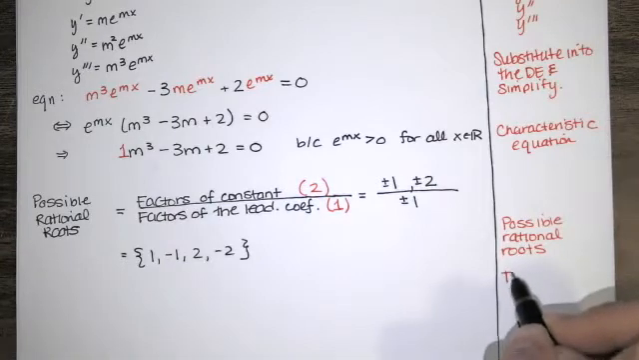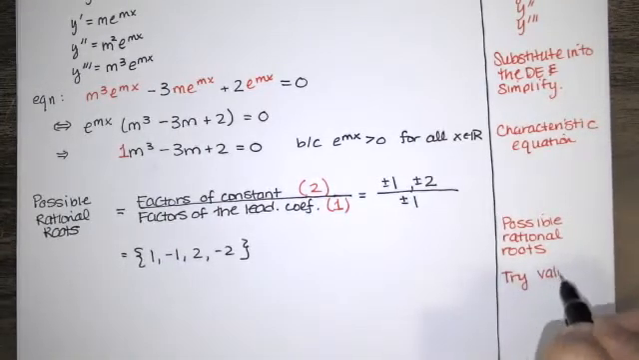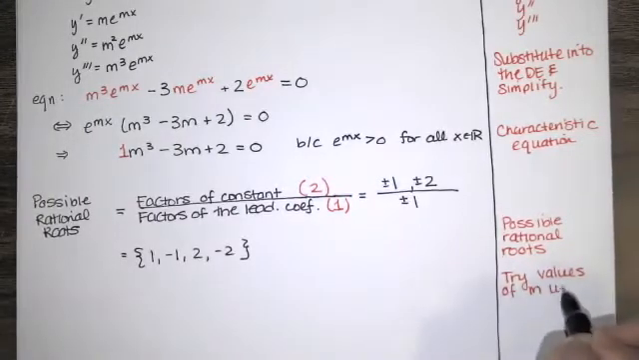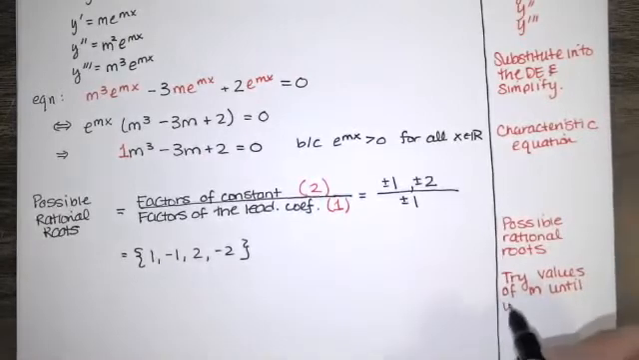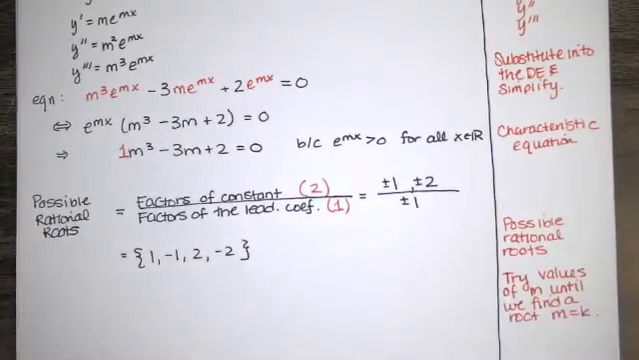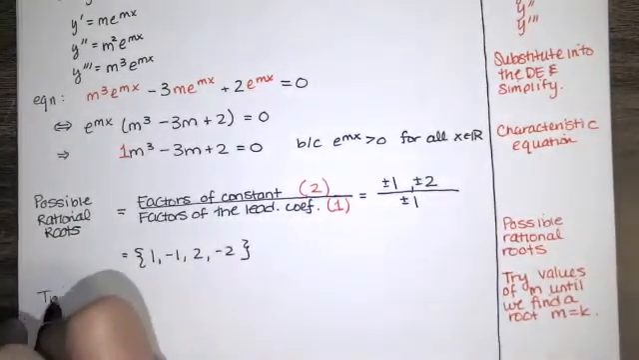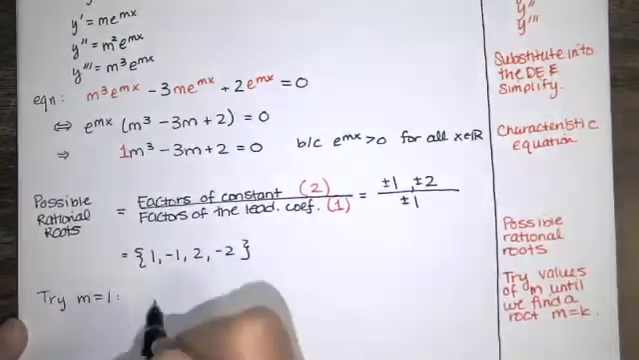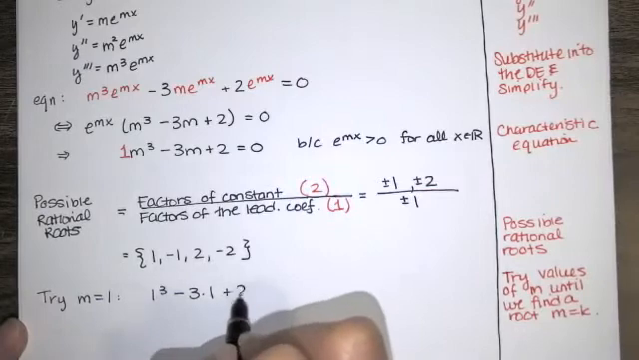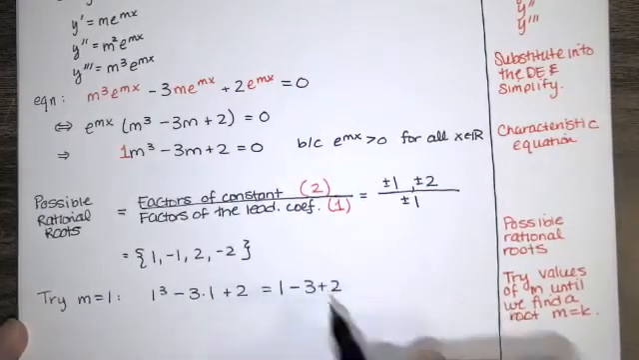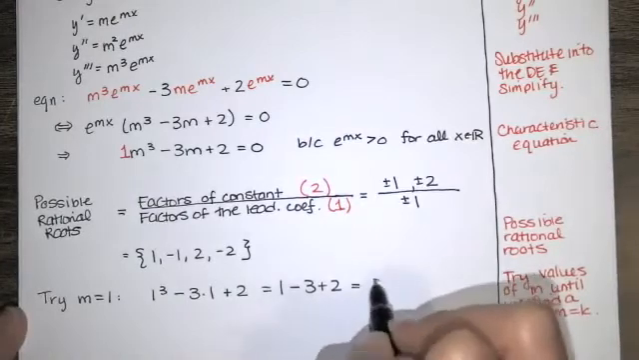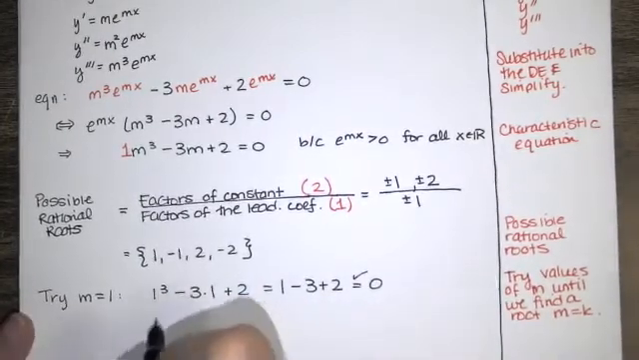So we are just trying values of m from this list until we find a root. And we'll call that m equals k just for example. You're trying these possible roots until you get a root. I think m equals 1 is going to work. So I'm going to try m equals 1. Well, I'll have 1 cubed there minus 3 times 1 plus 2. That's 1 minus 3 plus 2. And that's 3 minus 3, which is 0. And that's great. That means that m equals 1 is a root.